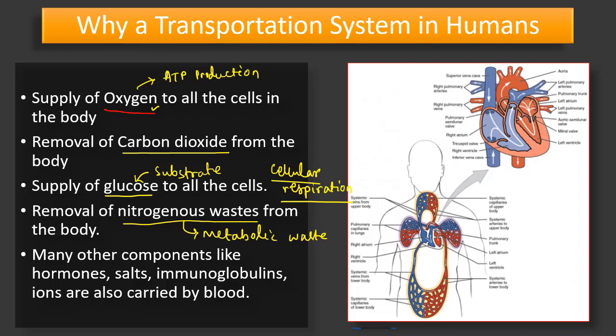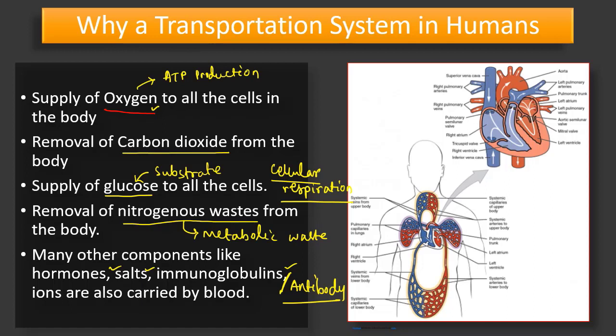that is the kidneys. Now many other components like the hormones, then you have salts, various salts, then immunoglobulins, which is also known as the antibody, right? We have different types of antibody which are essential for immunity in the body, or to protect us against various foreign invaders, microbes, toxins, right? So they require antibody or immunoglobulins. Now they are also being carried from one part to the other parts with the help of the transportation system, along with various ions which are essential to maintain the osmotic concentration of the body.